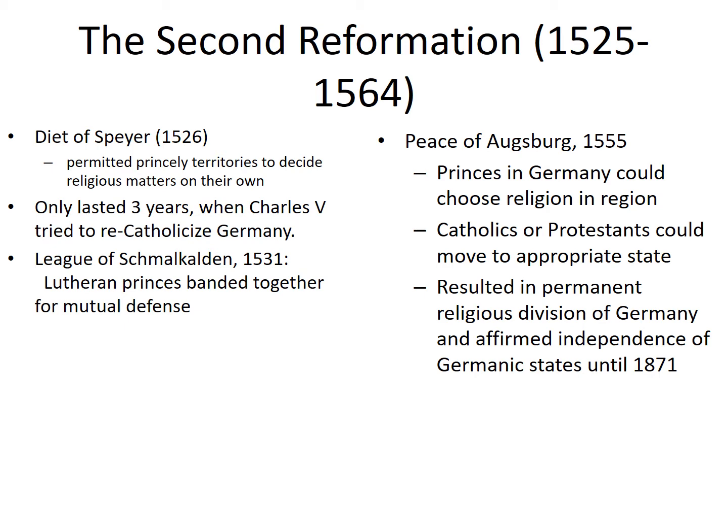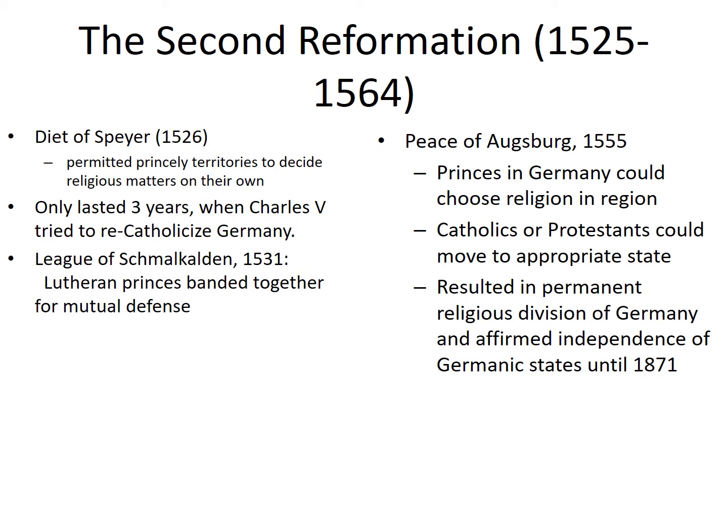The League of Schmalkalden will form after that in 1531, where these Lutheran princes once again banded together for mutual defense. And this will lead to the wars continuing. Eventually, there will be a compromise, a truce ending the wars of religion in Germany at least until the 30 Years' War.